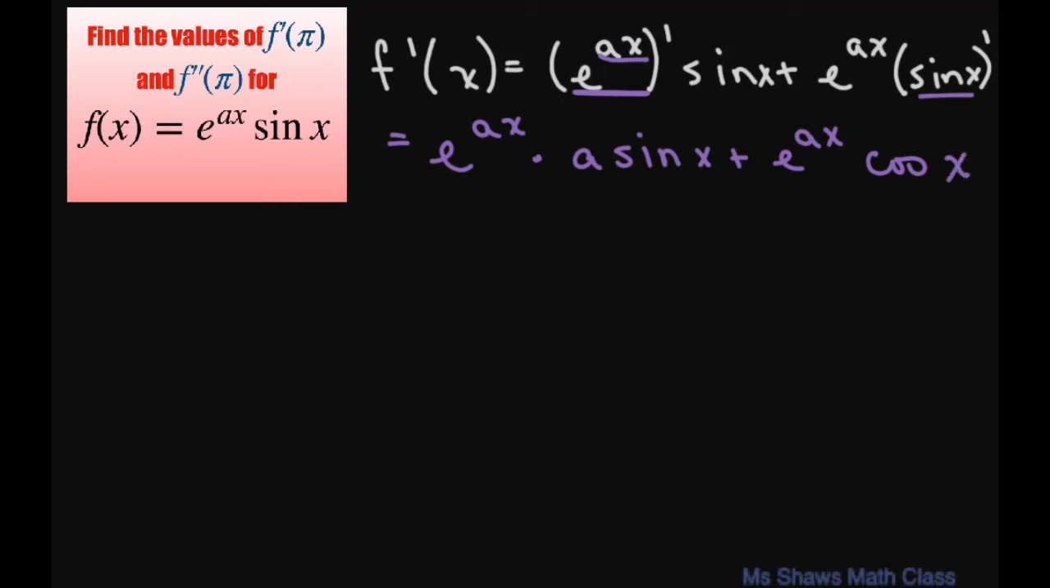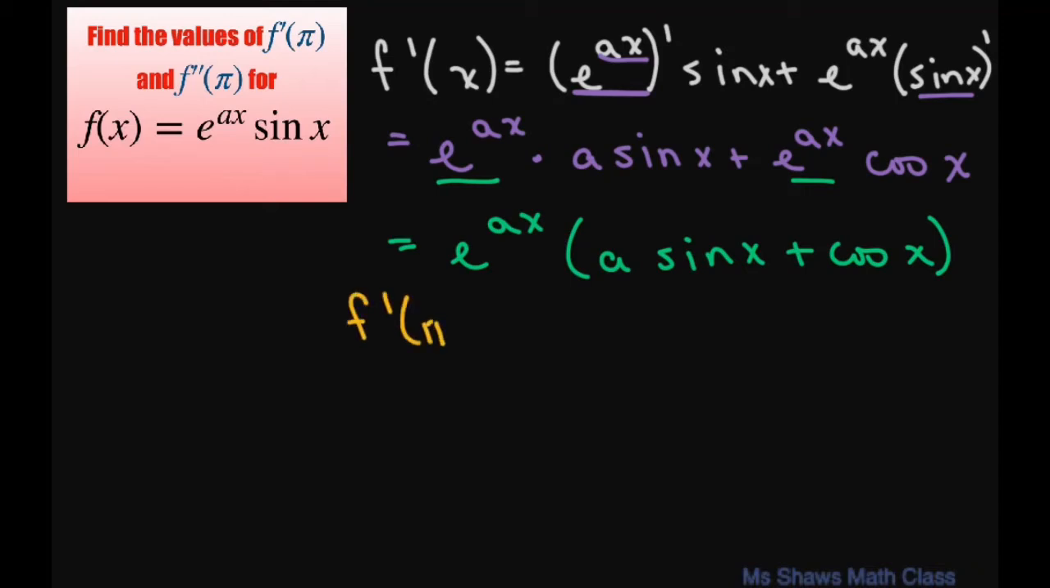Okay, so from there, let's simplify this and pull out e to the power of ax. This gives you e to the power of ax, and we still have a sine of x plus cosine of x. All right, let's go ahead and evaluate f prime of pi. This is going to give you e to the a times pi, and then for this piece you're going to get a sine of pi plus cosine of pi.